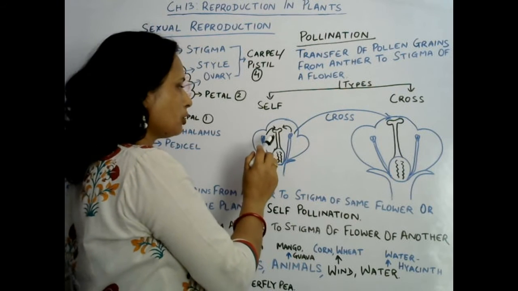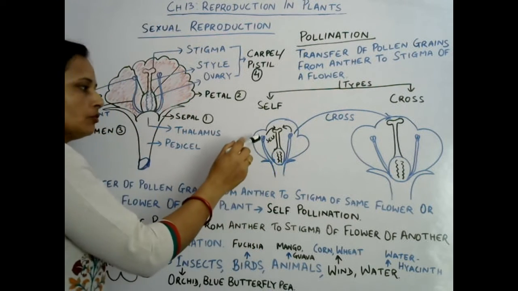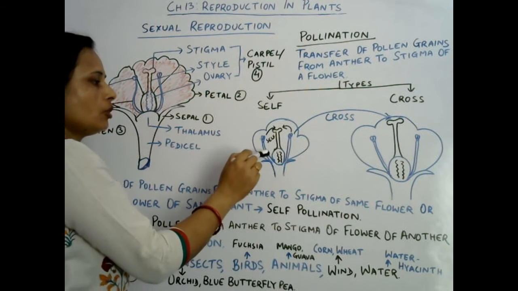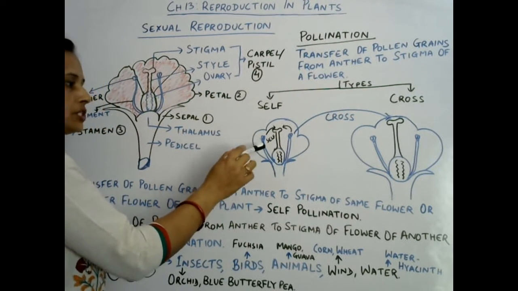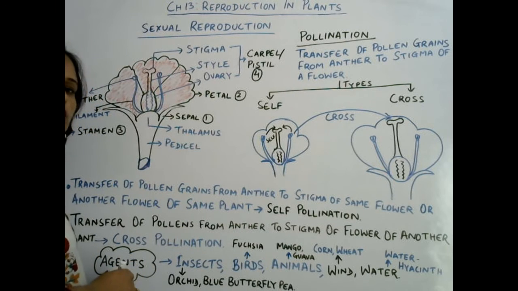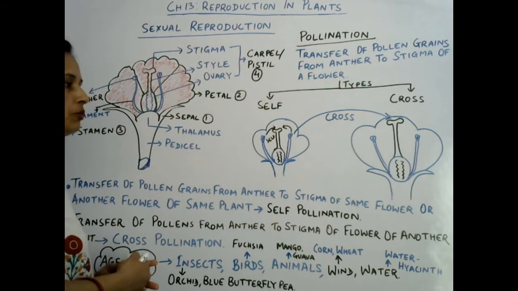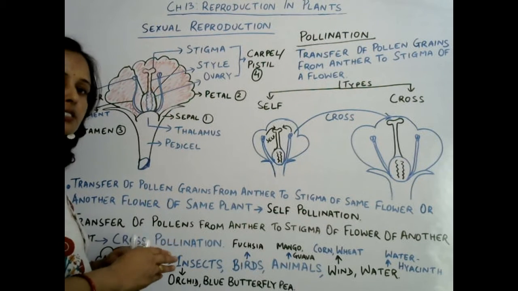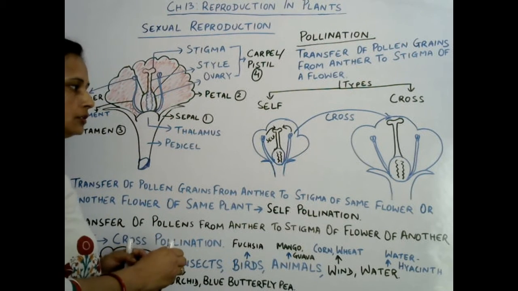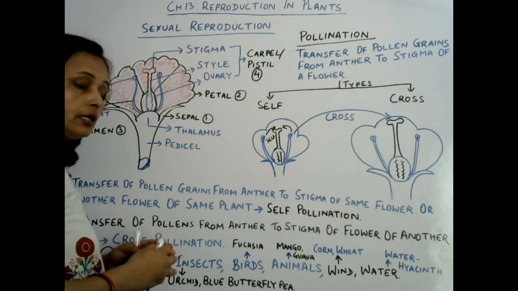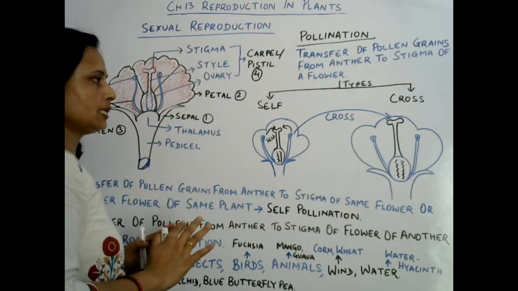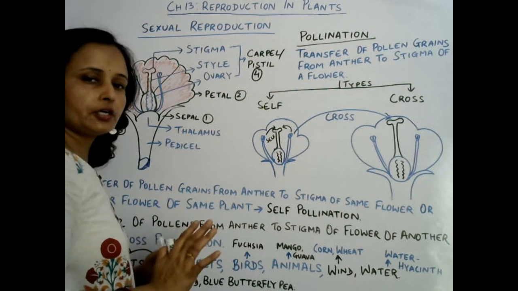When transfer of pollen grain takes place from anther to stigma of a same flower or another flower of same plant, that is called self-pollination. Okay. When there is transfer either in a single plant, a single flower or two flowers of same plant, that is called self-pollination.